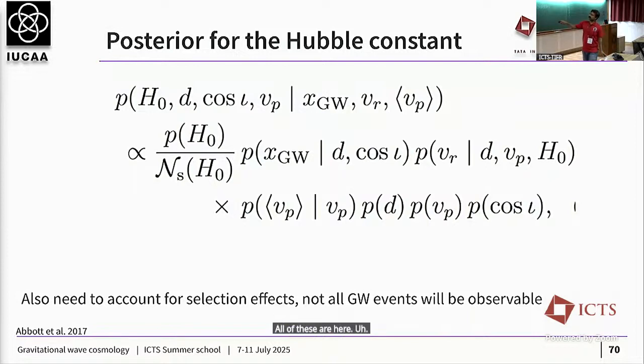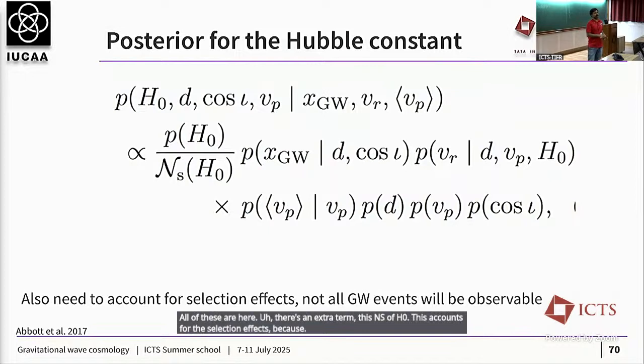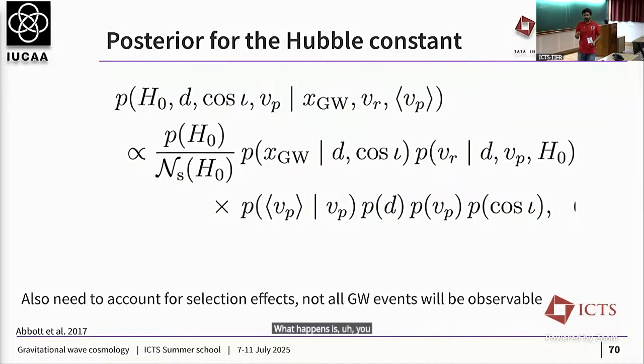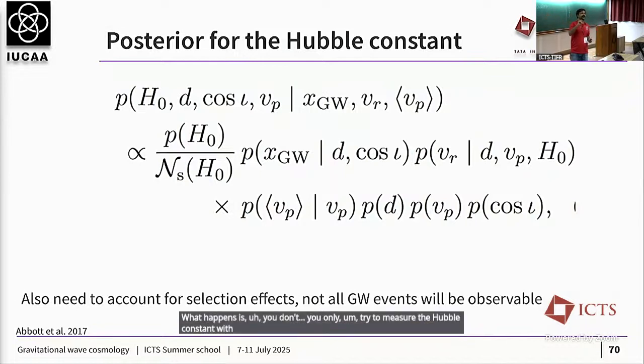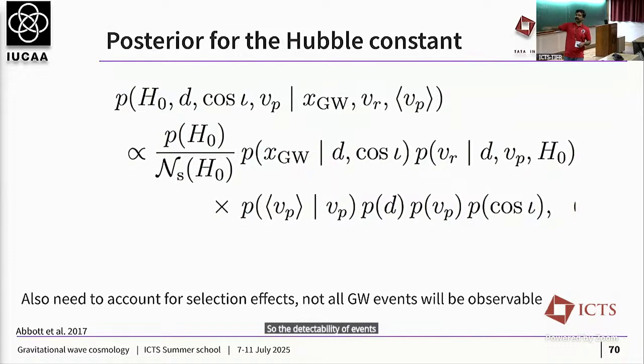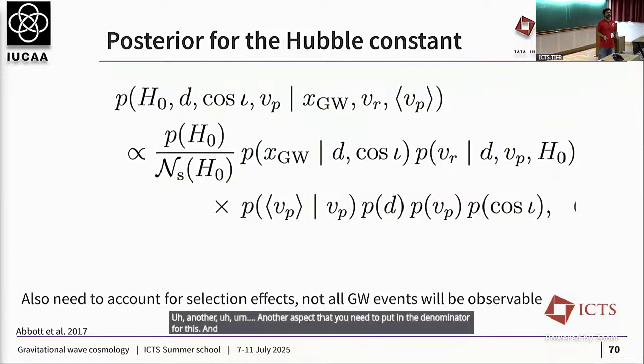There's an extra term, this N_S of H_0. This accounts for the selection effects, because what happens is you only try to measure the Hubble constant with events that you can actually observe. So the detectability of events can also depend upon H_0, and that is another aspect that you need to put in the denominator for this. And these selection effects we'll get to in the next few slides as well.